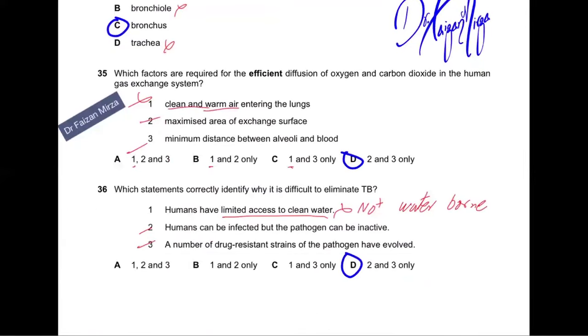Which factors are required for the efficient diffusion of oxygen and carbon dioxide in the human gaseous system? Clean and warm the air entering the lungs? No, there's no relevant function as far as the efficiency is concerned. Maximize the area for exchange? Yes. Minimize distance between the alveoli and the blood? Yes, that's correct. So 2 and 3 are correct, whereas 1 is wrong. So again, using the information, if you are able to omit 1 selectively, you can be very sure that options A, B, C are incorrect. Only option D is the right answer.